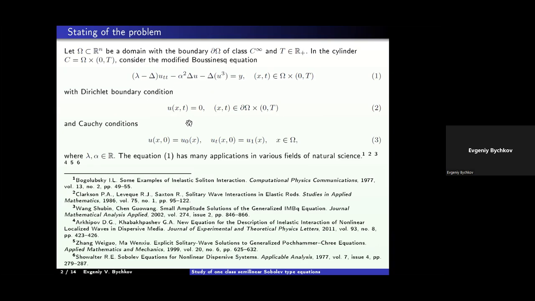Let Omega be a domain with smooth boundary and T be a positive real number. In the cylinder, we consider the inhomogeneous improved modified Boussinesq equation with Dirichlet boundary condition and Cauchy conditions, where lambda and alpha are real numbers.